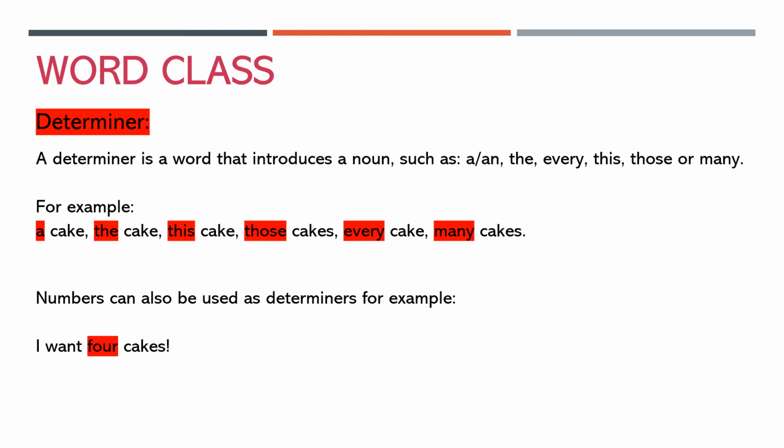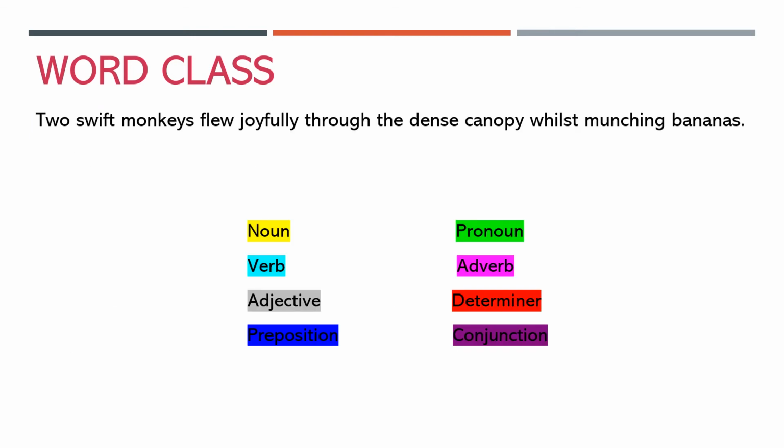Now, remember, numbers can also be used as determiners. I want 4 cakes. Again, it's specifying information about the noun. It's adding information about that noun. Now we're going to have a go at identifying a word class in a sentence.